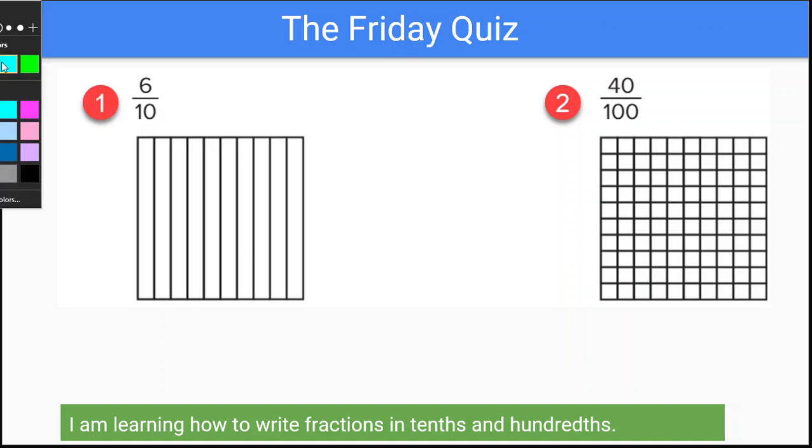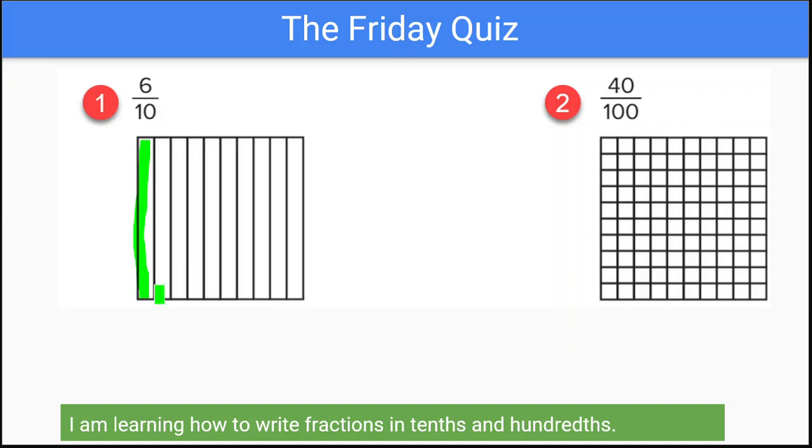Well, not too hard. Let's use this color right here. There's 1 tenth if we shade it in. I did a bad job. There's 2 tenths right there. There's 3 tenths, 4 tenths, 5 tenths. That's half of it, isn't it? 5 is half of 10. We've shaded in half. And here is 6 tenths right there. It's a little bit more than half.